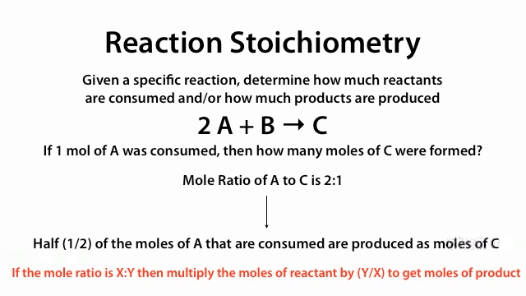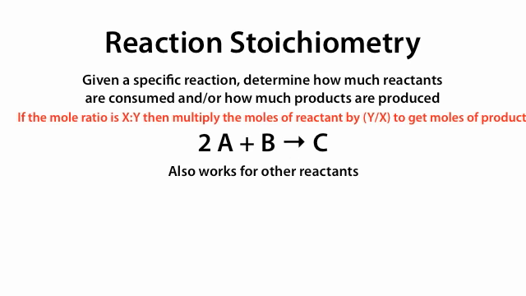So here, our reactant was A, and the mole ratio of A to C, where C is our product, was 2-to-1, which means X was 2 and Y was 1. We simply multiply by Y over X, or 1/2, to get the moles of product. So we multiplied 1 by Y over X, or 1/2, to get 1/2 mole of C formed. This also works for any other reactant in the equation.